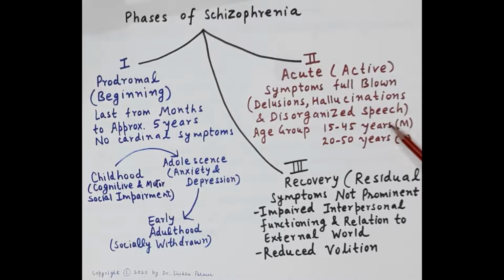This acute or the active phase is followed by the recovery or the residual phase. Now, in the recovery or the residual phase, symptoms no longer remain prominent. There is impaired interpersonal functioning and impaired relationship to the external world. There is reduced volition, that is power to make decisions. And as I've already said, these phases tend to occur in an order and cycle throughout the course of schizophrenia. Next, we'll talk about the diagnosis of schizophrenia.